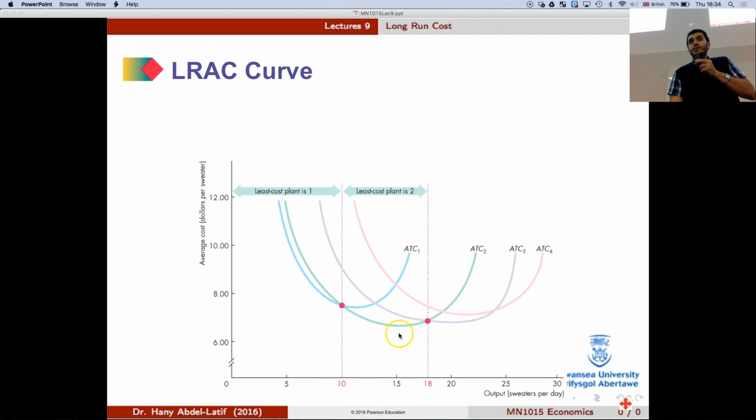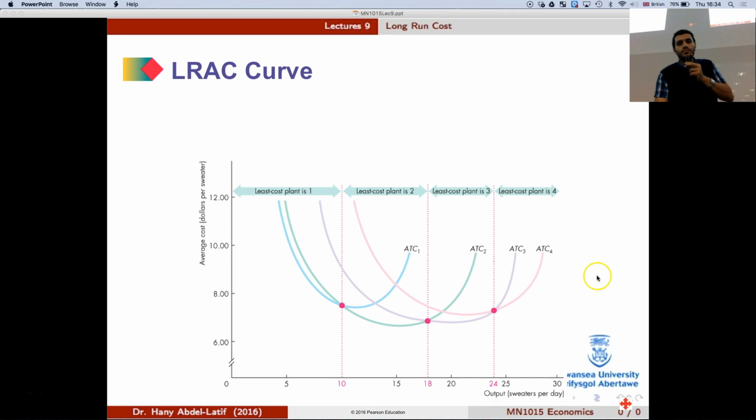Okay? And for this range, from 18, for example, to 24, you will see that this purple one, plant 3, gives us the least cost. And for this range, you'll see plant 4 giving us the least cost. So that's exactly the long run average cost curve. If you connect these together, this will give us the long run average cost curve. So let's connect these together. Now we have the long run average cost curve.